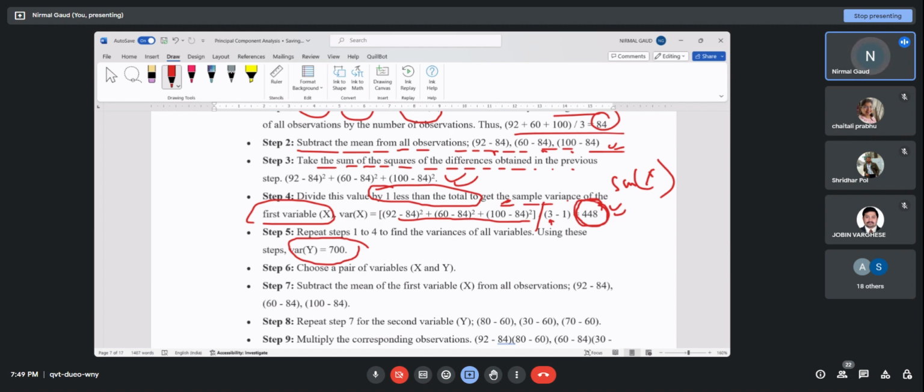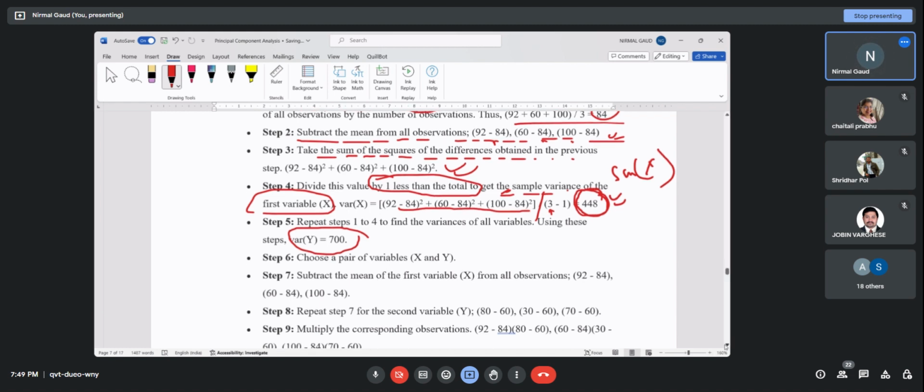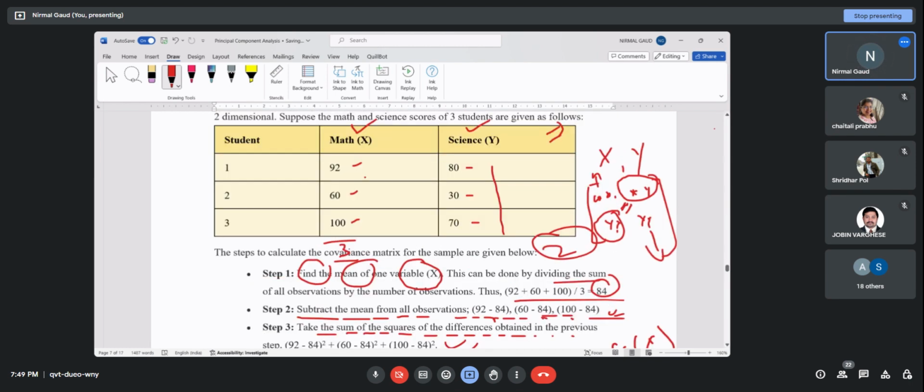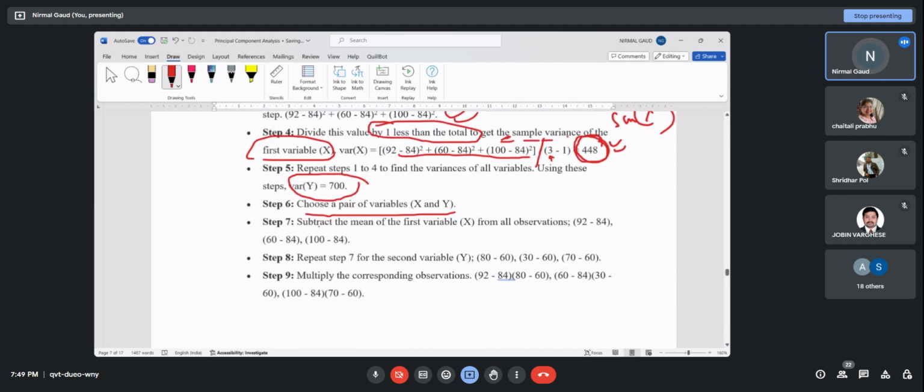This is the variance, but I need to find the covariance. Okay, now what to do? Now choose a pair of variables x and y. That means 92 80, 60 30, 100 70. It is a pair of these variables x and y. I need to take them. Then what to do? Subtract the mean of the first variable x from all the observations.